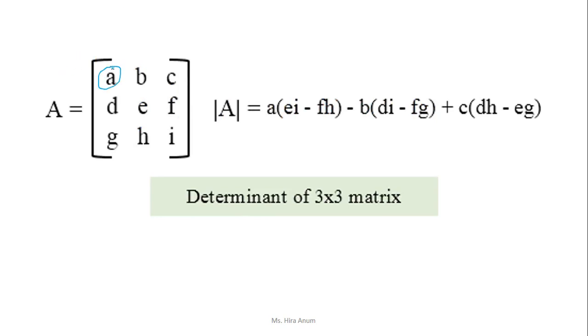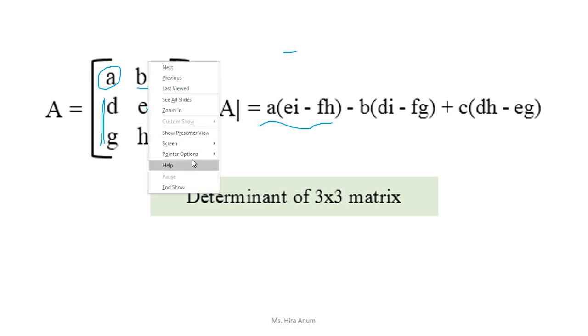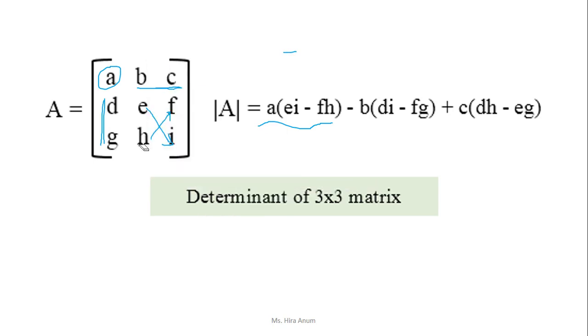In 3 cross 3 you can write A, then you ignore this row and this column. You are taking A, so you ignore its column and row. Multiply E with I minus multiply H with F, like this. Then you write the minus of the formula. Before this we raise these lines, then you easily understand.